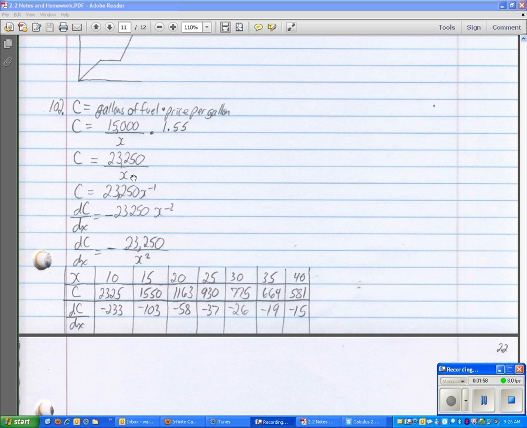I probably should have written it up there. X stands for the miles per gallon. I'll write it on here now.